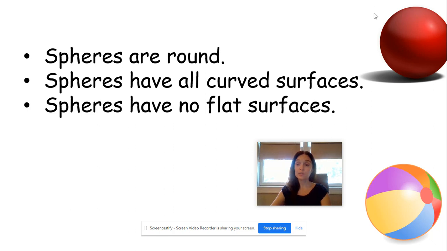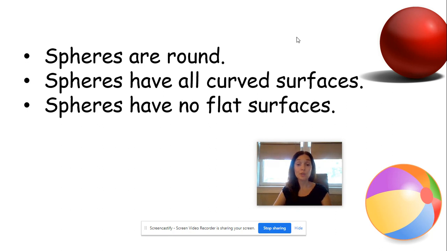So look at my two spheres here. This red sphere, and this is a real object, right? It's a beach ball. It's the shape of a sphere. You see that they are both all round. They are all curved surfaces. There are no flat surfaces on a sphere. So spheres have all curved surfaces, and I have a sphere right here. I have a ball. See how it's solid? It's not flat like a circle, but it's all round. There are no flat surfaces, and it's a ball.